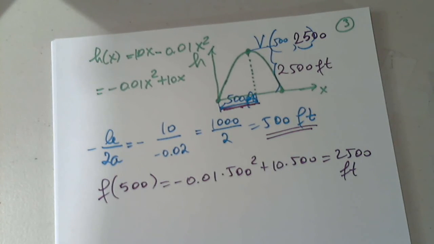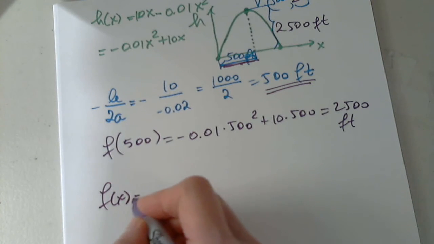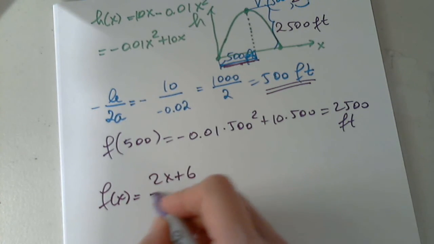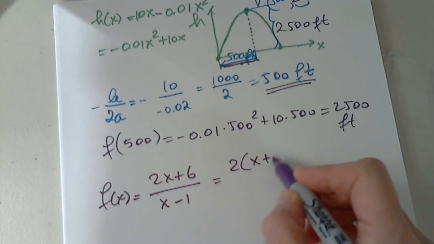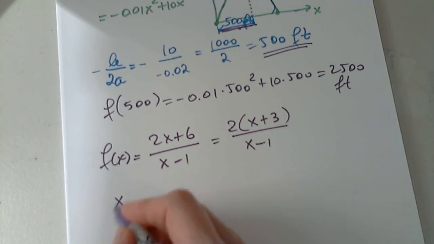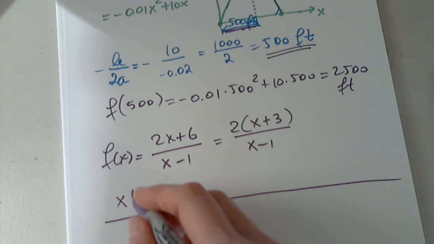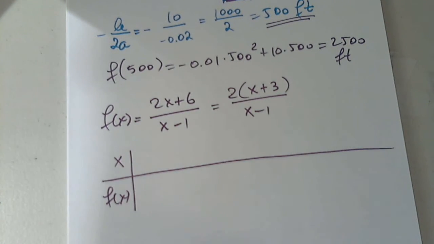Graph the function showing all. Okay, perfect. So we have f of x, which is 2x plus 6 divided by x minus 1. Of course, I notice that I can factor out 2 at the top. And I know that I have to get a table going in which I will put all my information. But first, I have to identify the type of function.